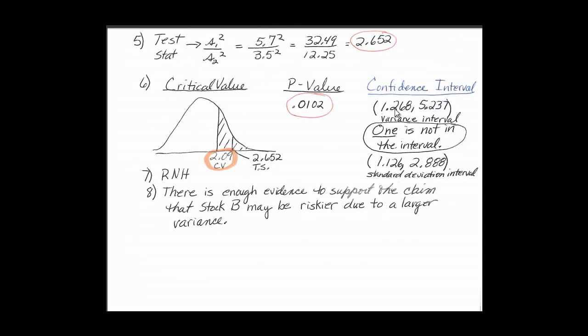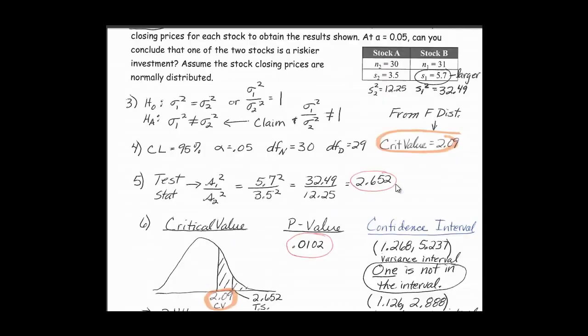So looking at our 3 different methods, again, I don't think you have to do the confidence interval method in StatCrunch. P-value, though, you will be asked for, and StatCrunch would be the way to find that. The critical value, I don't think you're going to be asked that in my math lab, but you will be on a test. I will give you the critical value. In each of these cases, we could see that all 3 methods support that we will reject the null hypothesis. There is enough evidence to support the claim that stock B must be riskier due to the larger variance. So going back up here, that larger variance says that that's a riskier stock.